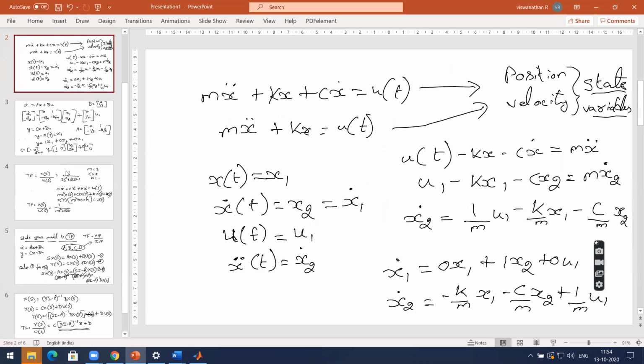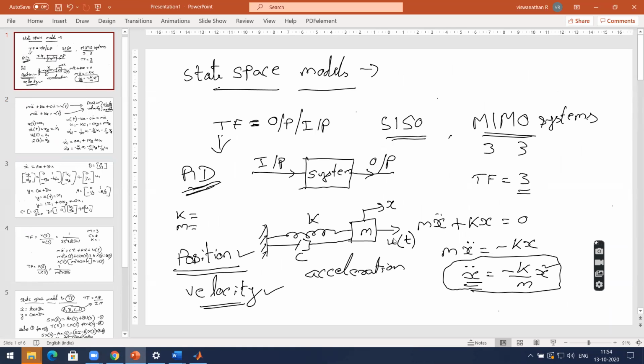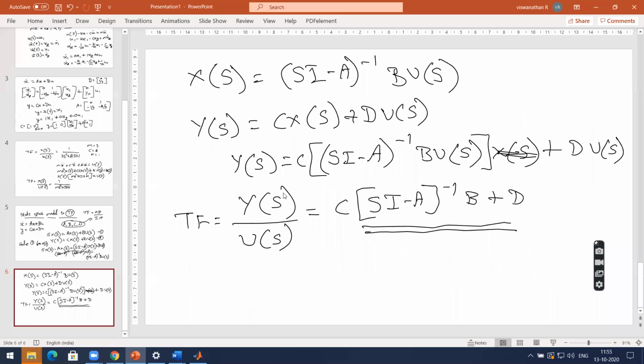So where is the spring mass system? U(s) is the applied force, X(s) is the displacement of the mass. For that, the output is Y(t) equal to X(t), so Y(s) is the output. Y(s) by U(s) is equal to this one, output by input. This is the state space model, this is the transfer function, and this is the relation between the two.